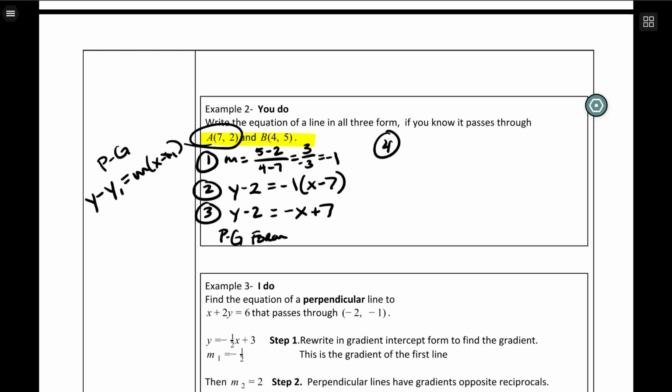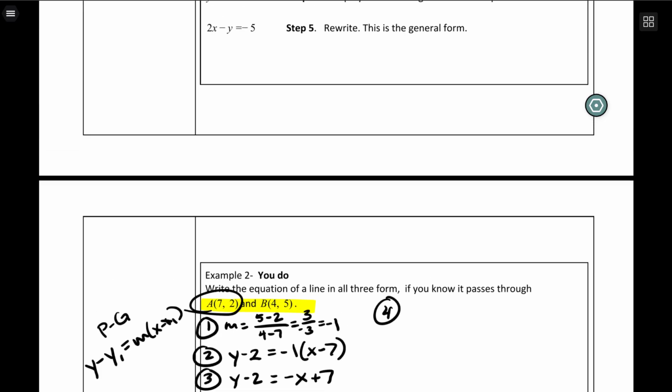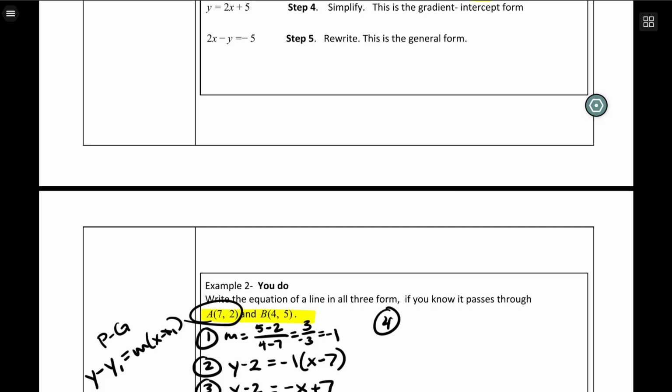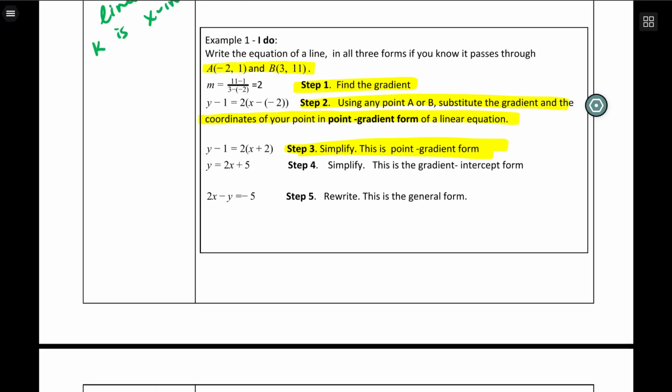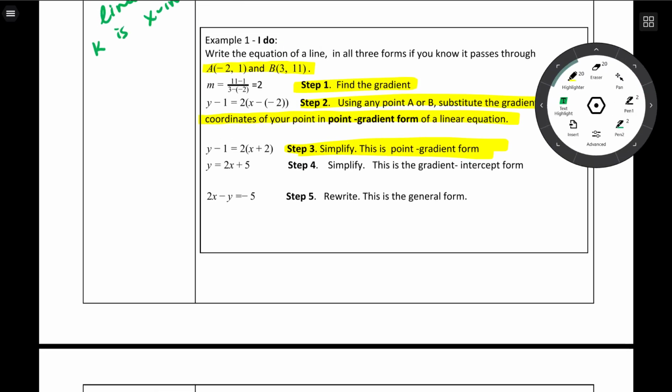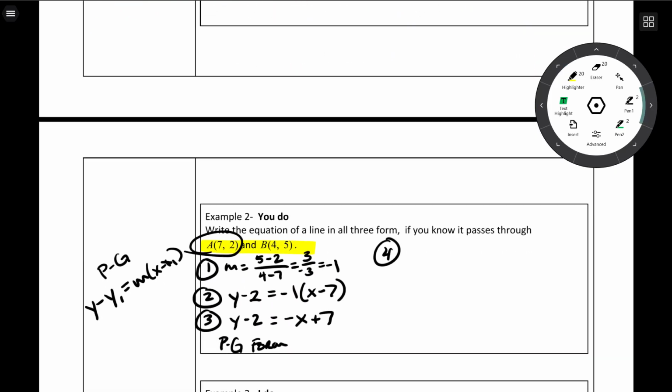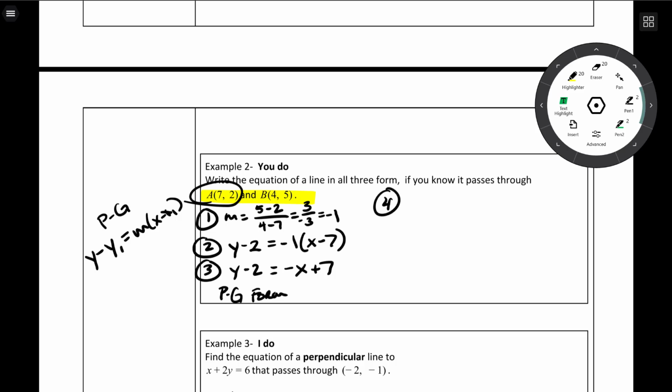Okay. Next thing that we want to do. So here's my point gradient form. When I look at this, what is step number 4? I don't remember what step number 4 is, but I can guess. If I need to write equations in all 3 forms, maybe I want to go into gradient intercept form, or maybe I want to go into general form. What does this say? Step 4 says simplify. This is gradient intercept form. Okay, simplify. Let's try gradient intercept form, I know everything goes to one side. So we have y equals negative x plus 9. Notice all I did there was add 2 to both sides. Okay? So this is my gradient intercept form.